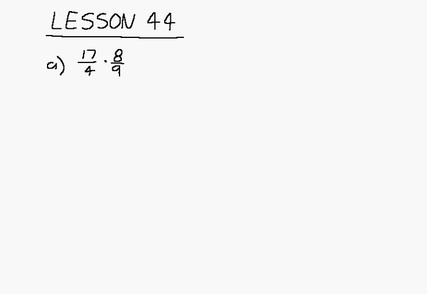So 8 over 4, that's 2 over 1. So we can simplify that. And so we have 17 times 2, which is 34, over 1 times 9, which is 9. And we can just leave the answer as an improper fraction like that. That's fine. B. Let's write that one down.